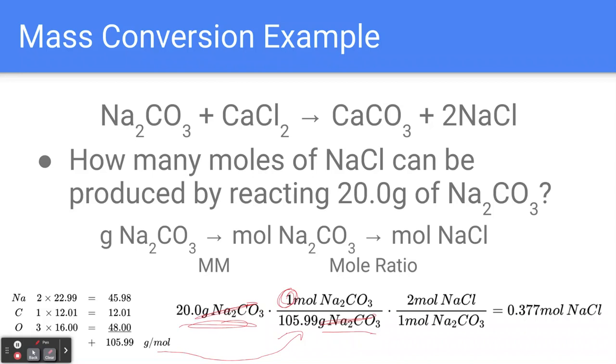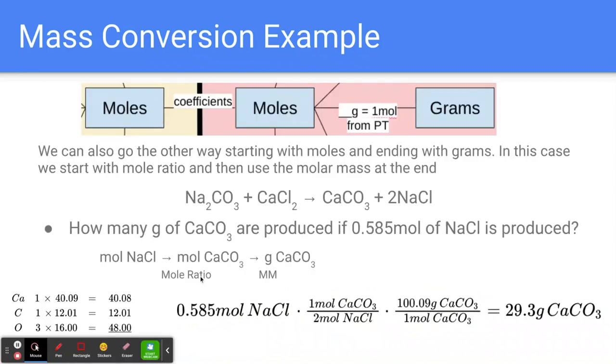We need to cancel out moles of sodium carbonate, so that needs to be on the bottom, and we're left with moles of sodium chloride on the top. So in this math problem in your calculator, you would do 20 times 2 divided by 105.99, and we get 0.377 moles of sodium chloride.